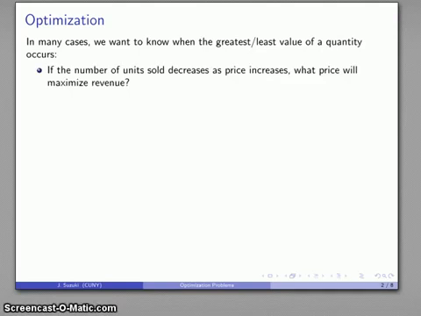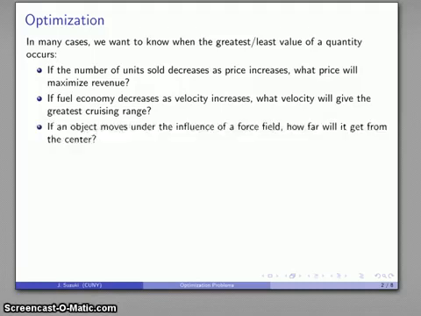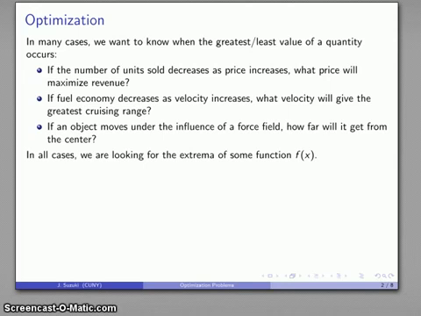So, for example, if the number of units sold decreases as we raise the price, what price should we charge to maximize our revenue? If fuel economy decreases as velocity increases, what velocity will give us the greatest cruising range of a vehicle? Or if an object moves under the influence of a force field, how far will that object get from the center? And in all of these cases, what we're looking for are the greatest or the least values of some function. And we call these the extrema of that function.